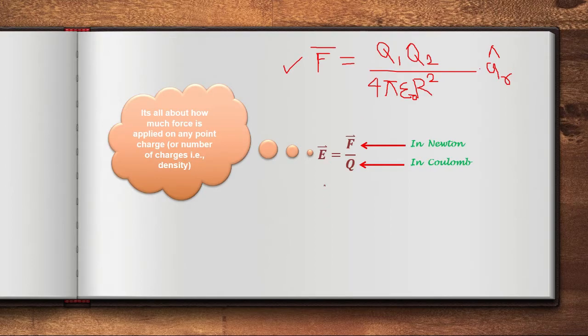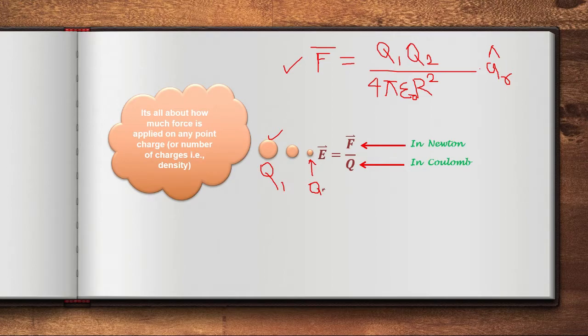What is electric field intensity? Electric field intensity is defined as this force per charge. How much force we are applying on a particular charge. Suppose we have two charges. Say this is charge Q1 and here this small one is say charge Q2.